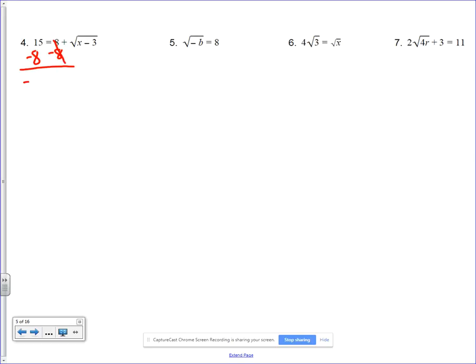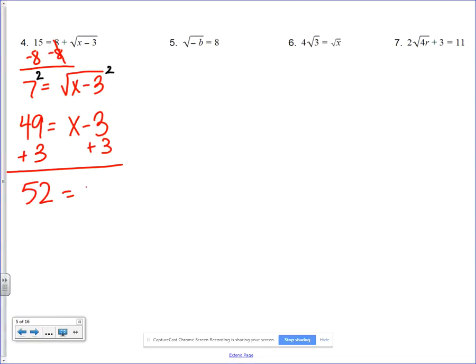Number 4, what do you think? So 15 minus 8 is 7. And now I just have the square root of x minus 3. And then we're going to square both sides. So 7 squared is, and then the radical and the squared cancel, leaving us with just x minus 3. Gives me 52 equals x. Wonderful. And of course, you could go back in there and plug it in if you wanted to, and it should work out. Everybody doing okay?